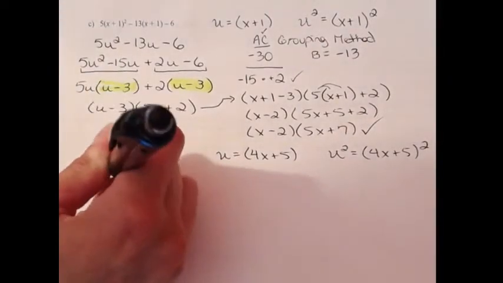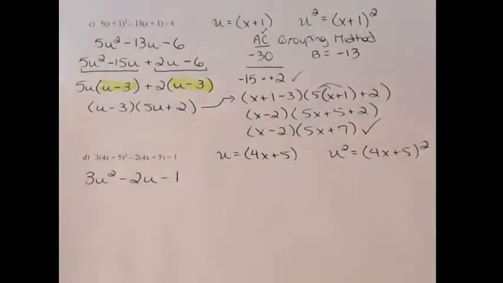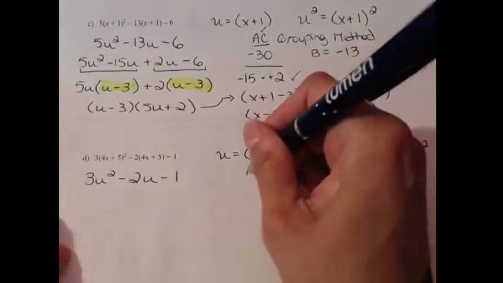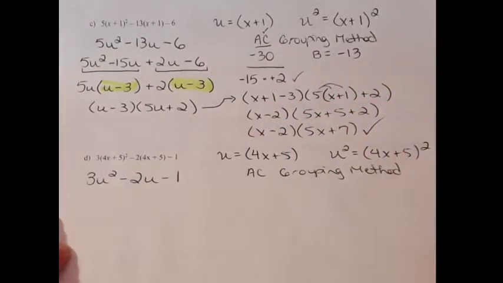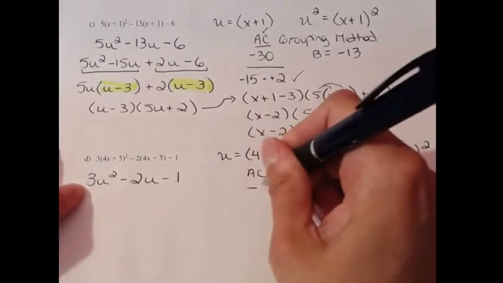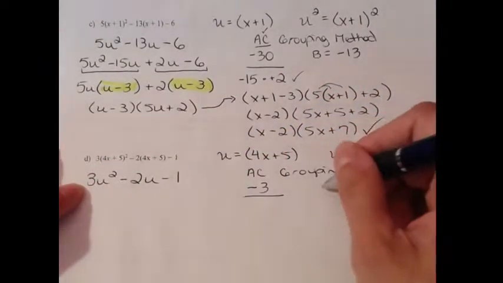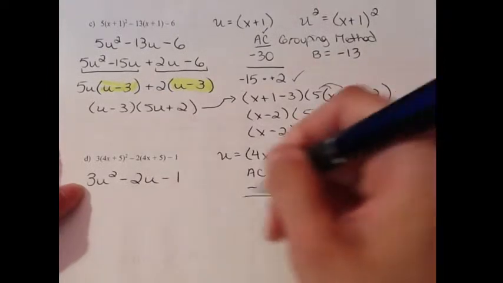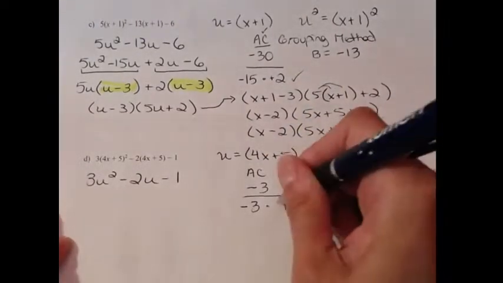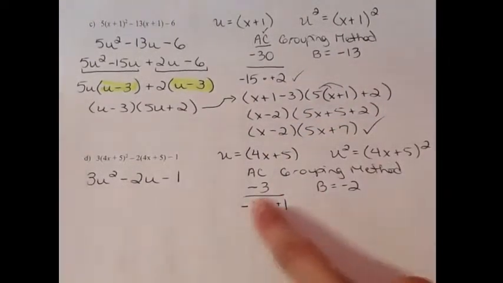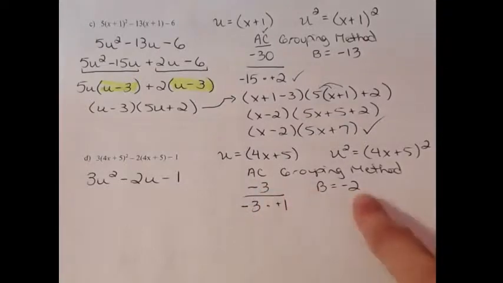So we have 3u² - 2u - 1. Notice it's a trinomial. My leading coefficient is greater than 1, so I'm going to use AC grouping. Same idea, AC grouping method. And note that we are going to start by multiplying a times c. So 3 times the negative 1 gives us negative 3. And we want factors of negative 3 that combine to give us a negative 2. We know that we only have one set of factors, 3 times 1. But when we combine, we need a negative 2. So our larger term must be negative and the smaller must be positive. Negative 3 times 1 is negative 3. Negative 3 plus 1 is negative 2.